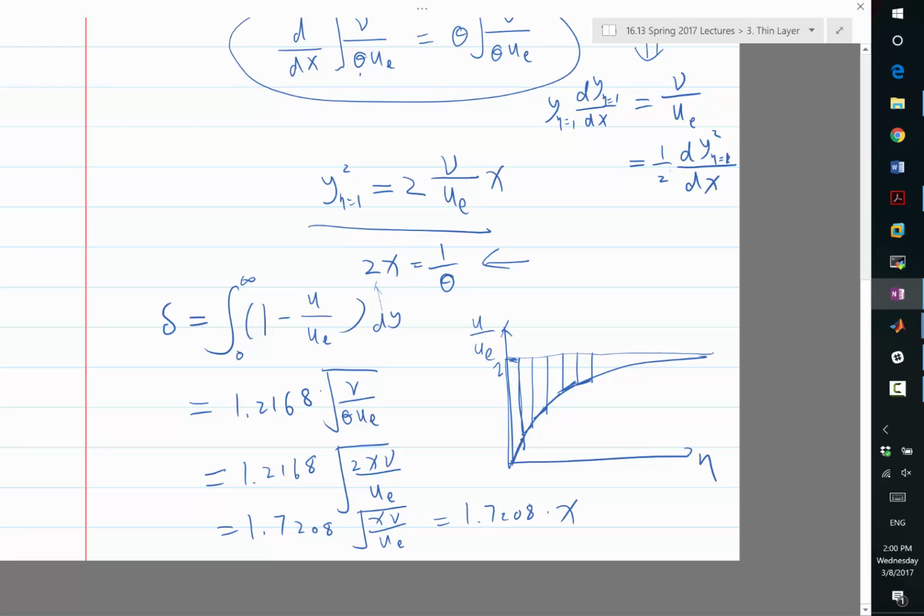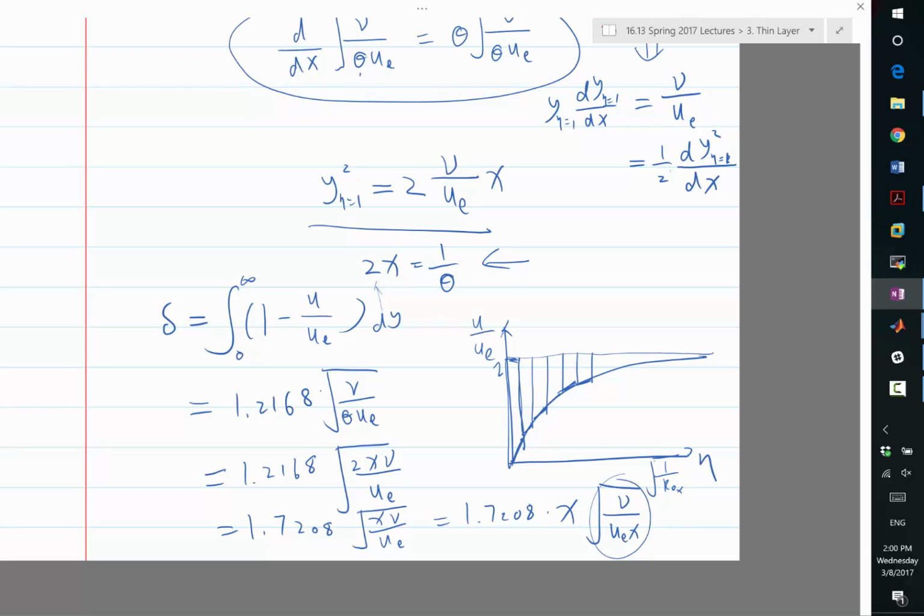Yeah, I need to times x, and then it's nu divided by ue x. So this is basically 1 over square root of Re_x, right? So that's the formula you usually see in literature. All right. Any questions so far before we move to Falkner-Skan equations?